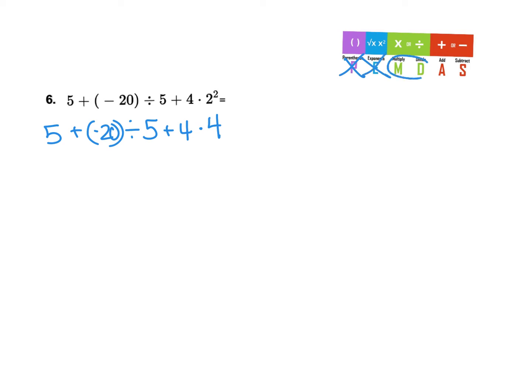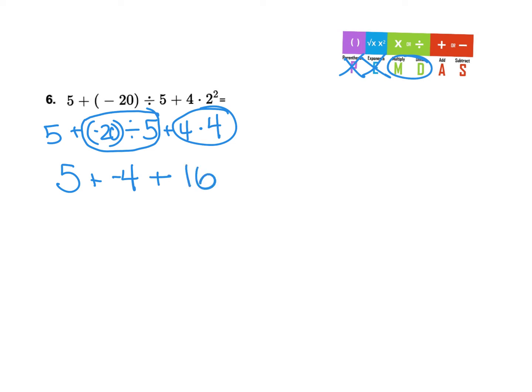Now we have to look at the multiplication and division. So let's look at this right here and right here. All right, so we have 5, and now I have plus, but we're going to get a negative number, so I could have plus and negative. We could do that, or I could just have minus, because negative 20 divided by 5 is negative 4. And then I'm going to have plus. Now 4 times 4 is 16.